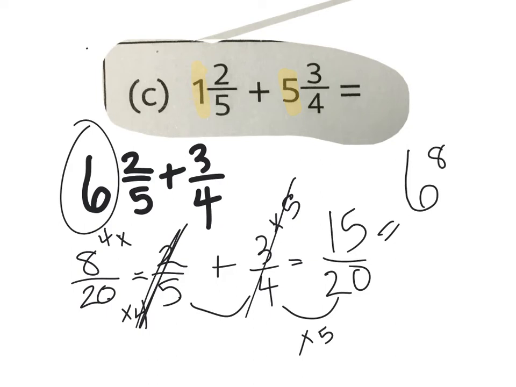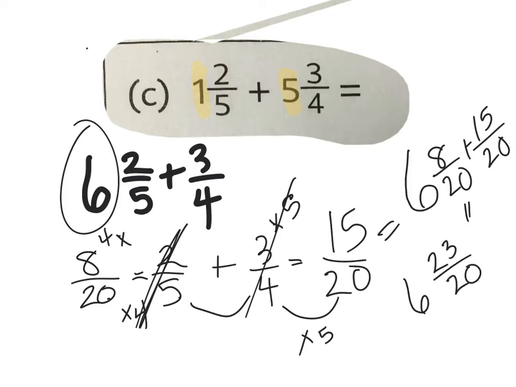And we have 8/20 plus 15/20. So that's going to give me 6 and 23/20. Now, I know that there is a whole. I can pull out a whole from 23/20. I know that a whole is 20/20, so I'm going to subtract 20 from here and add a whole number. So it's going to be 7 and 3/20, and that is your final answer.